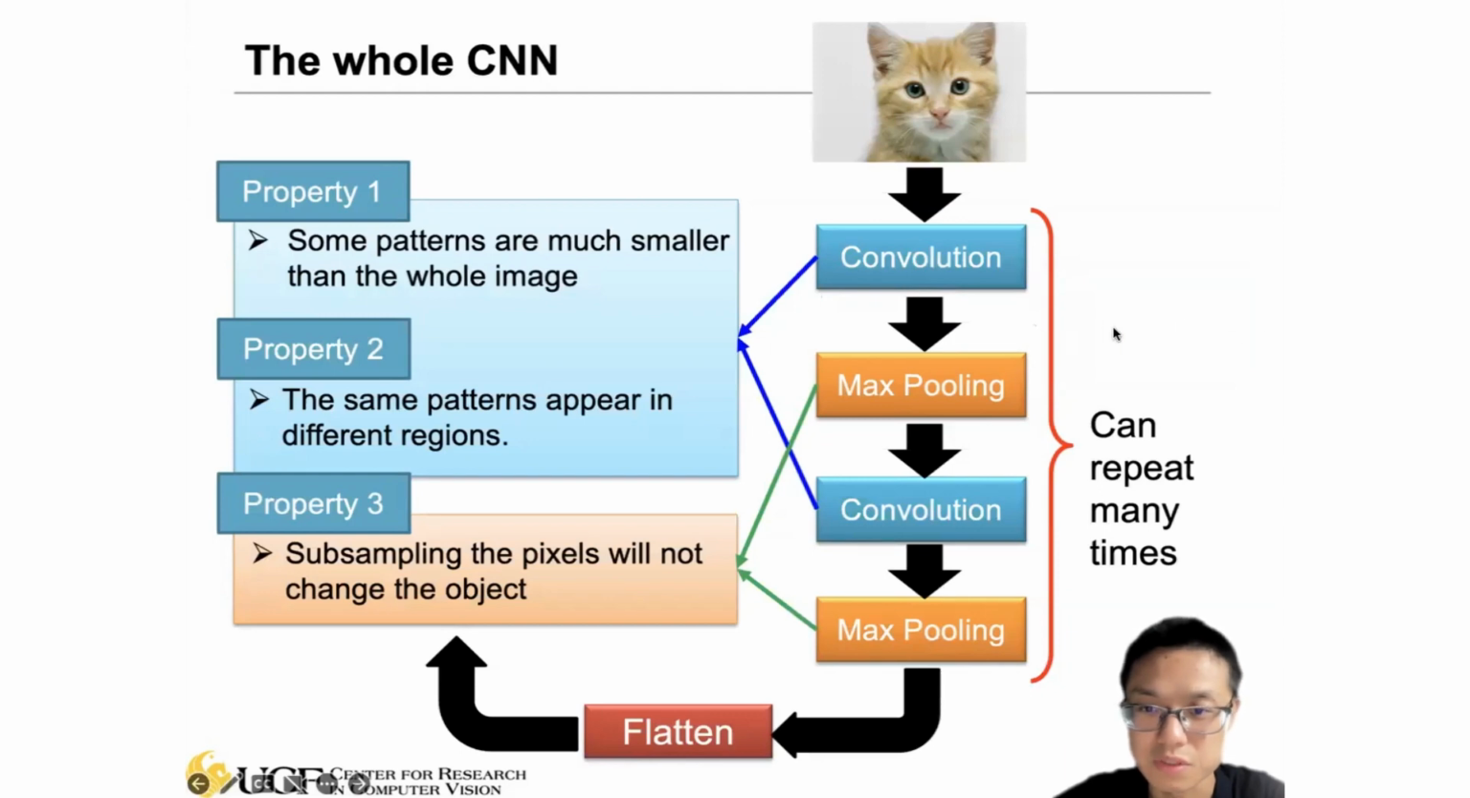So this is the very simple structure of how the CNN is built. We have the basic operation of the convolutional layer. We also have the pooling layer, and we can stack multiple of these layers together to make it deep. Some of the designs, like convolution, are inspired by observations we found in the image: some patterns are much smaller than the whole image, the same patterns appear in different regions, and subsampling of the image will not change the object. That's why we can use the pooling layer to reduce the size.